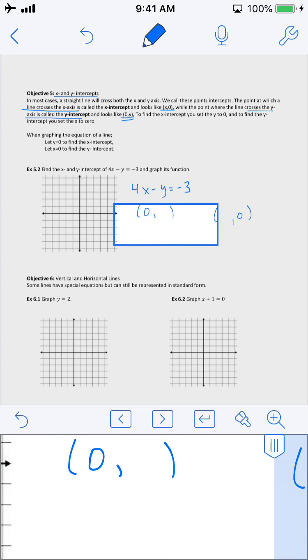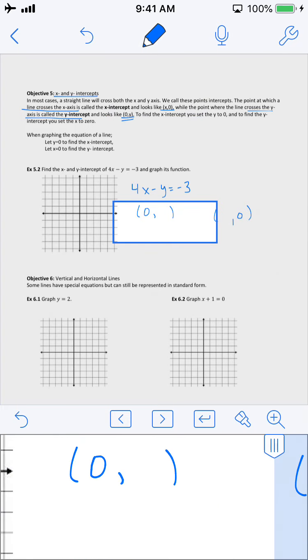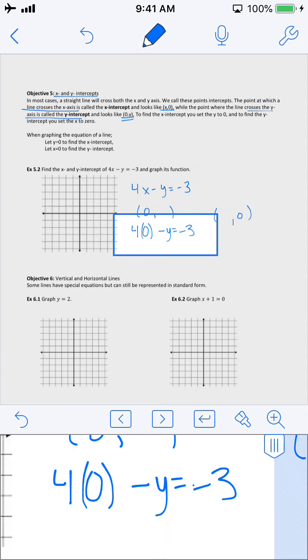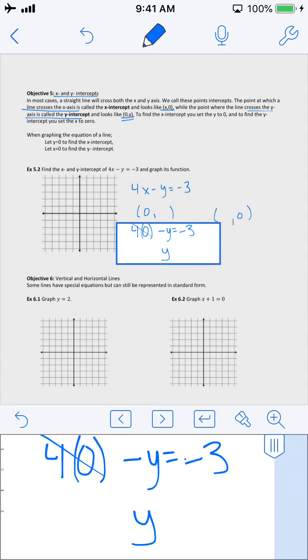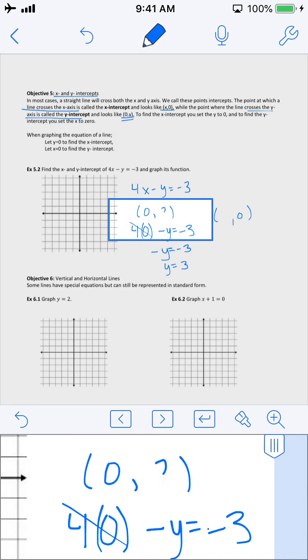Okay, all right, so let's plug them in. I'm not going to tell you which one's which right now because it doesn't really matter, I'm just plugging in 0. All right, plug in 0 for x in 4x minus y equals negative 3. And notice that is super convenient because what's 4 times 0? 0. It just drops away. So negative y equals negative 3, or y equals 3. Didn't have to multiply or subtract or anything. Things drop away, right?